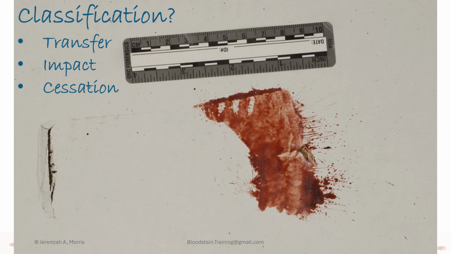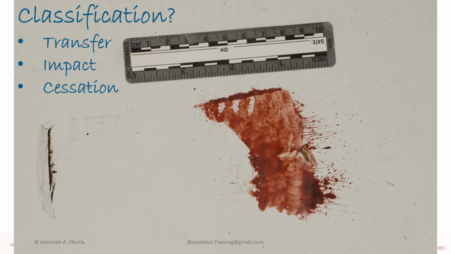But there's more going on here. And that's where we're looking at those streaks that are extending outward. Those streaks extending outward, when we understand fluid dynamics, those are dealing with a level of force that is greater than what we typically see with a transfer stain if something lightly touches the surface. So what we have here then is probably an impact pattern that's associated with this transfer.